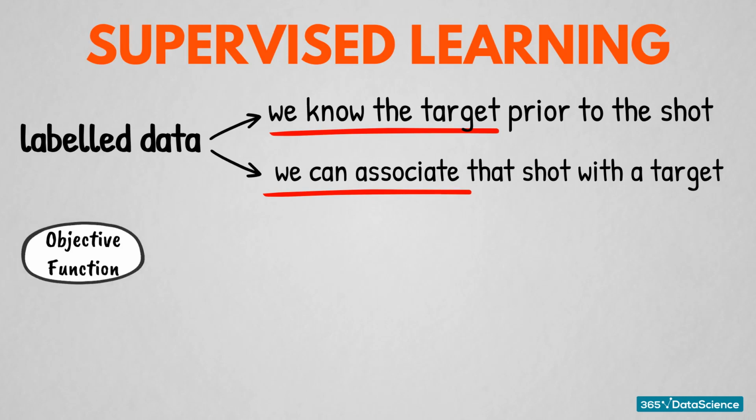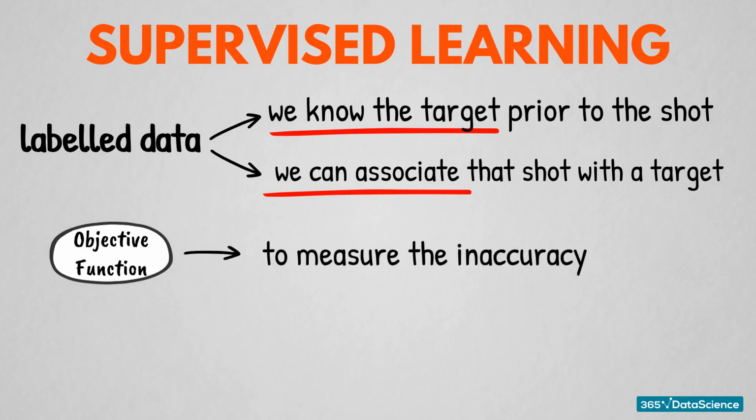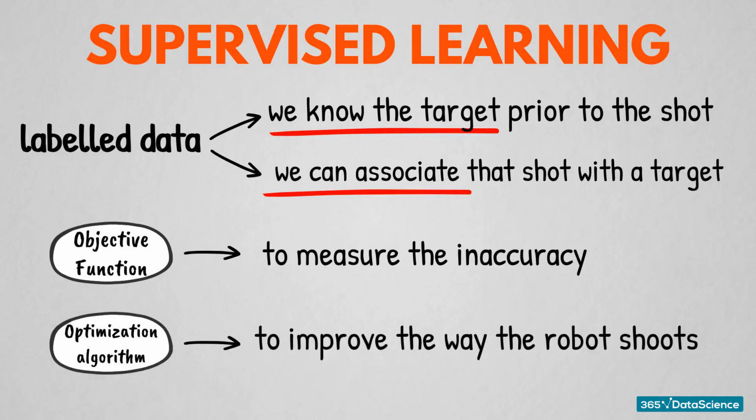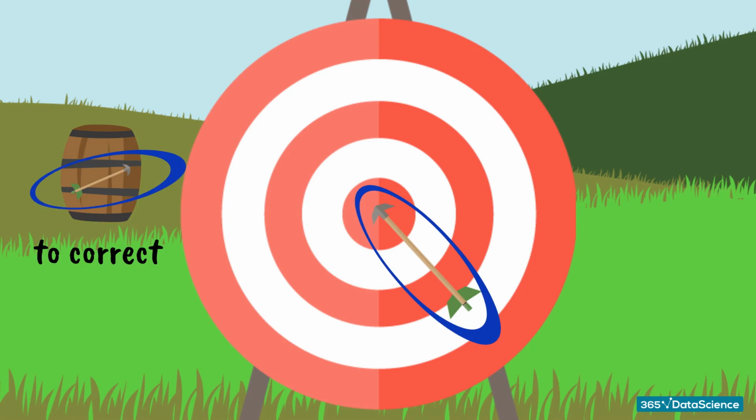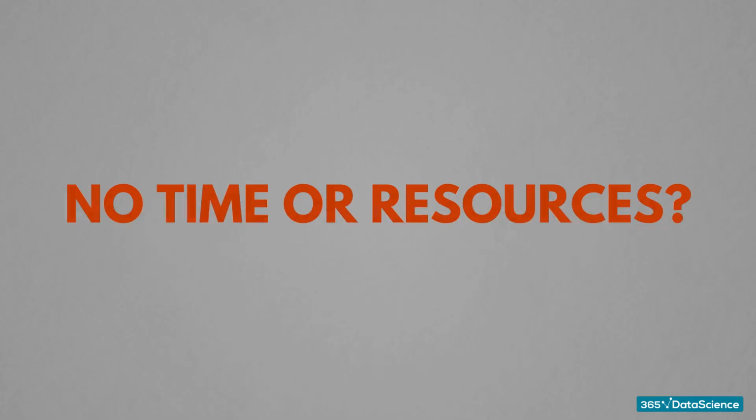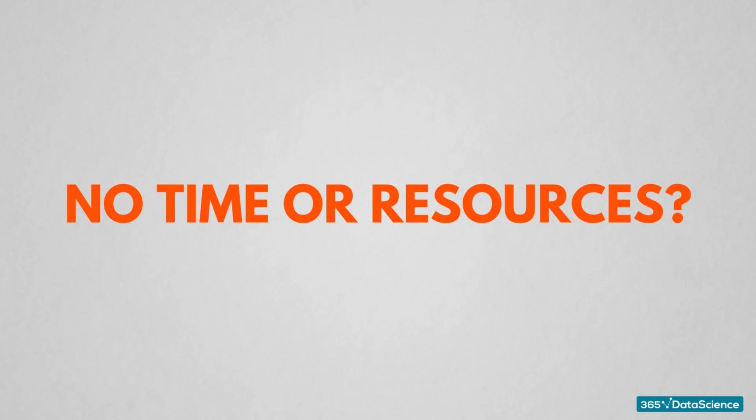This allows us to measure the inaccuracy of the shot through the objective function and improve the way the robot shoots through the optimization algorithm, something we explained in the previous video in more detail. So, what we supervise is the training itself. If a shot is far off from its target, we correct the posture. Otherwise, we don't.